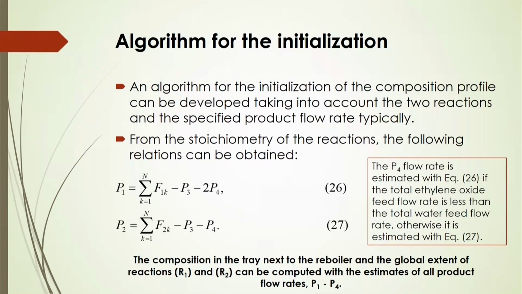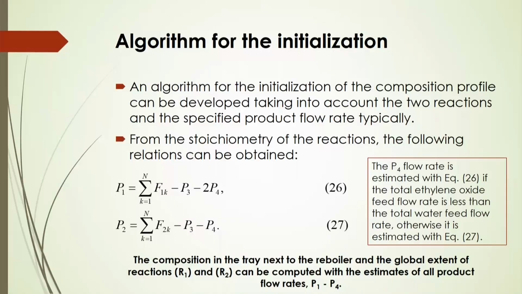Now, the algorithm for the initialization of the composition profile can be developed taking into account the two reactions and the specified product flow rates. Typically, from the stoichiometry of the reactions, the following relations can be obtained, in equations number 26 and 27, and the composition in the tray next to the reboiler and the global extent of the reactions can be computed with the estimates of the product flow rates like P1, P4 here.